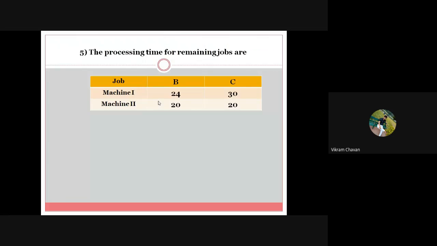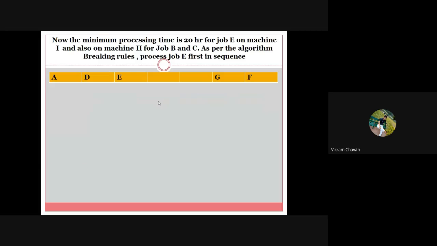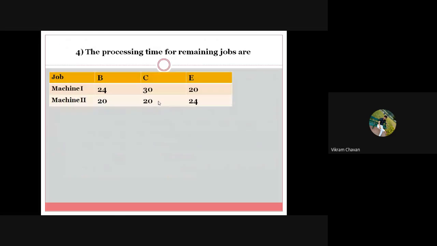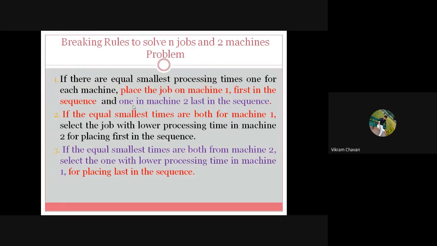So ही सिच्युएशन होती आपली. सिच्युएशन काय होती, तिघांचं टायमिंग सेम आलेलं आहे, तीन प्रोसेसिंग टाइम सिमिलर मिळालेले आहेत. तर त्या सिच्युएशनसाठी ब्रेकिंग रूल हे फिट होतात. हे रूल्स आपल्याला लावणं गरजेचं आहे त्या सिच्युएशनला. If you have any doubt you can ask, or else please note down the breaking rules to solve n jobs and two machines problem.